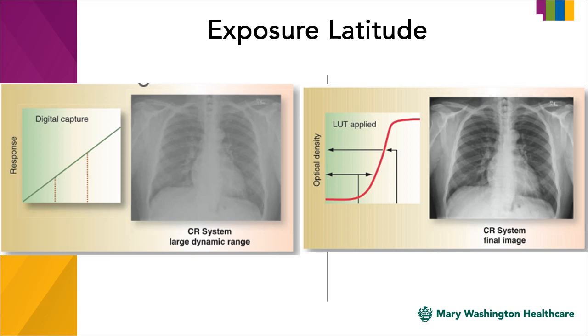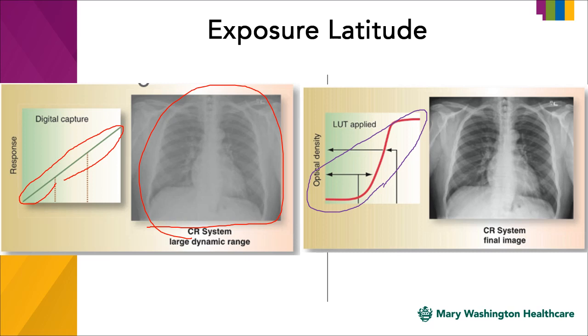And so exposure latitude: the raw image data itself is a line. It has a wide exposure latitude, and the image itself comes out with very low contrast if you take a look at it. On the right-hand side, when the lookup table is applied, it actually looks more like that film screen curve we looked at just a few minutes ago. The CR imaging system, as shown here, is now a really good quality image. The raw image data looks pretty rough over here on the left, but when the lookup table is applied, it fixes the image.